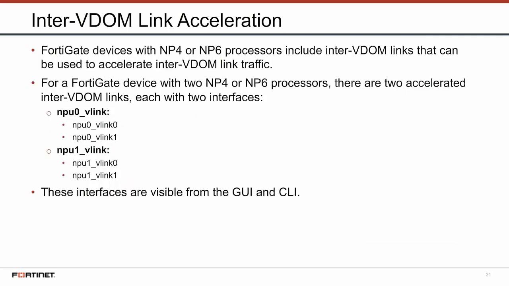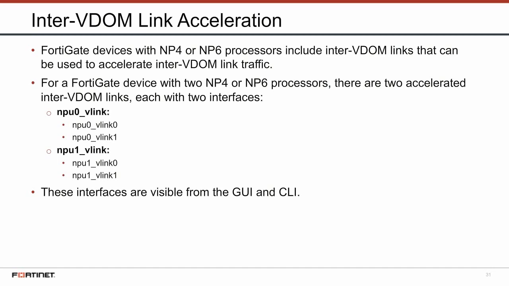FortiGates with NP4 or NP6 processors include inter-VDOM links that can be used to accelerate inter-VDOM link traffic. For a FortiGate with two NP4 or NP6 processors, there are two accelerated inter-VDOM links, each with two interfaces: NPU0_VLink, NPU0_VLink0, NPU0_VLink1, NPU1_VLink, NPU1_VLink0, NPU1_VLink1. These interfaces are visible from the GUI and CLI.